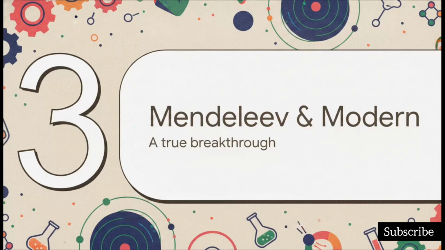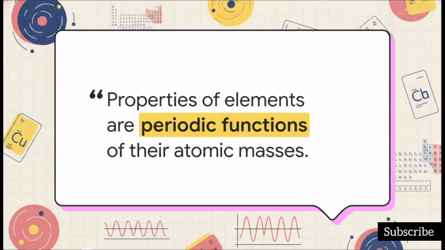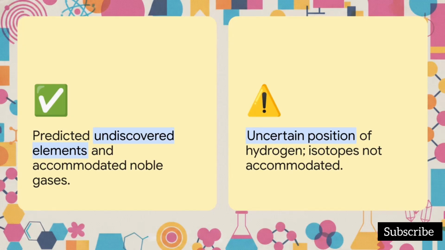Which brings us to section 3, Mendeleev and the Modern Table. Enter Dmitri Mendeleev. This guy completely revolutionized chemistry with his periodic law. He made atomic mass the absolute gold standard, stating that the properties of elements naturally repeat in a periodic way when you arrange them by increasing atomic mass. The sheer genius of Mendeleev's system was that he actually left blank spaces and correctly predicted elements that nobody had even seen yet. He even left room for noble gases to be added later.